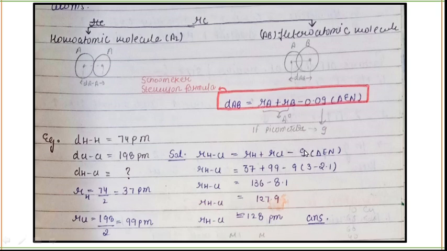So we have taken 9, and the electronegativity values of different ions will be given in the question. So basically we have put the values in the above equation, that is RH we have calculated, it is 37 picometer, RCl as 99 and minus 9 into 3 minus 2.91. I repeat, electronegativity values will be given in the question, and when we solve it, we have got the result as 128 picometer.